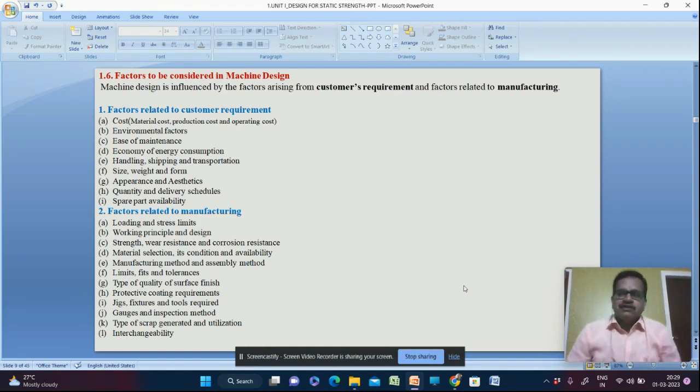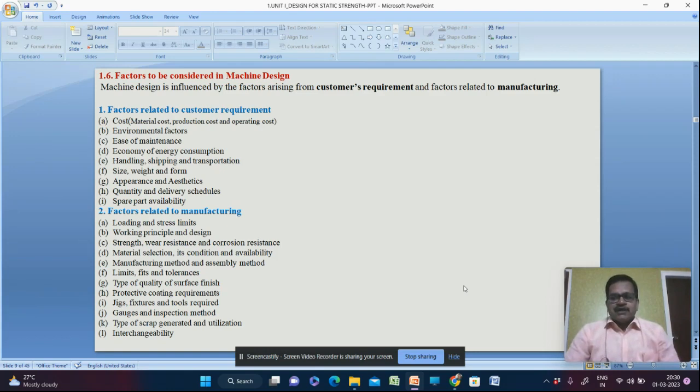So the transition fit is the one in which the maximum size of the hole is bigger than the minimum size of the shaft. When the shaft is in its minimum size and the hole is in its maximum size, mating is possible. But the other way, when the shaft is of the maximum size and the hole is of the minimum size, the mating is not possible. So this is the case of the transition fit. So these are the three types of fit. One is the transition, another is interference, and the first one we talked about is the clearance. So these are the three types of fits.